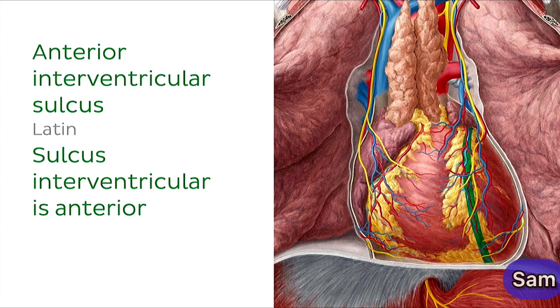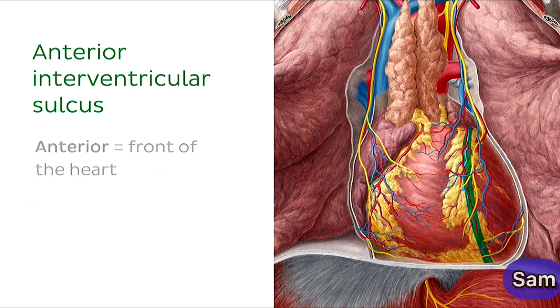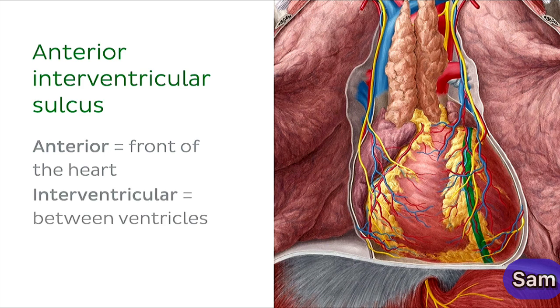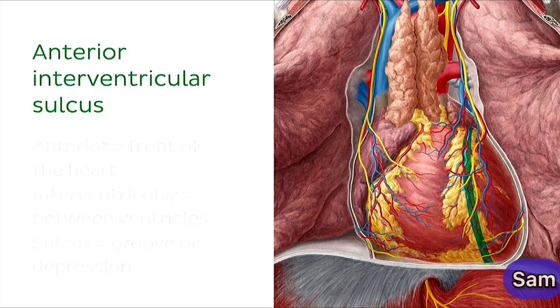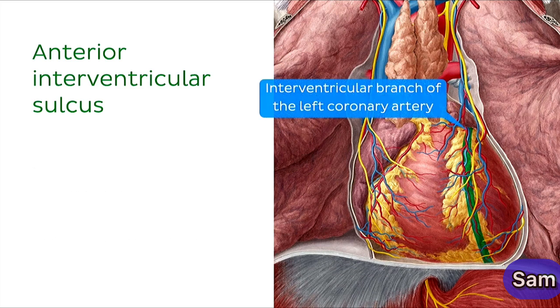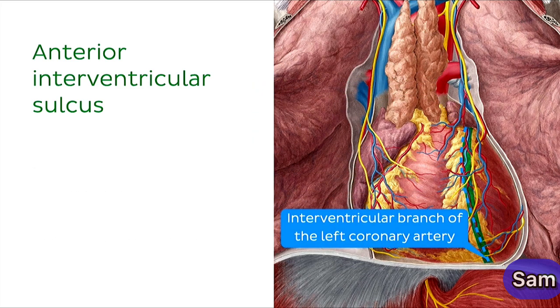Now, don't let this big name scare you. Anterior just means that it's on the front of the heart, and thinking about the chambers that we looked at earlier will help you figure out the next word. So interventricular just refers to the fact that it is located between the right and the left ventricles. The last word, sulcus, is another term for groove or depression. And it's long and narrow, and that's where you'd find the interventricular branch of the left coronary artery, one of the arteries that we'll look at later.